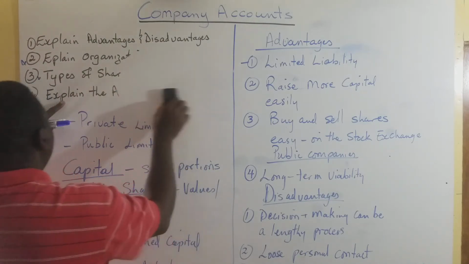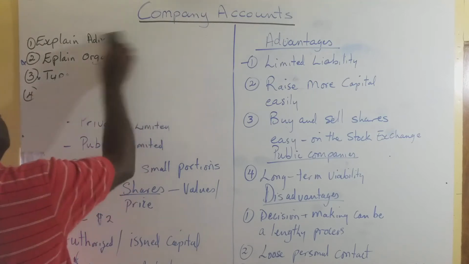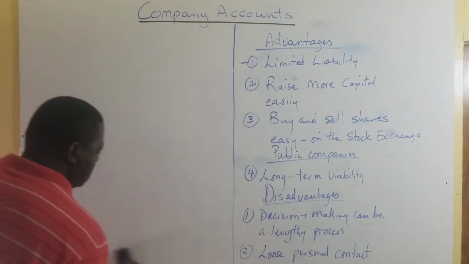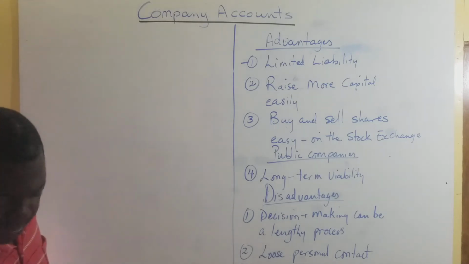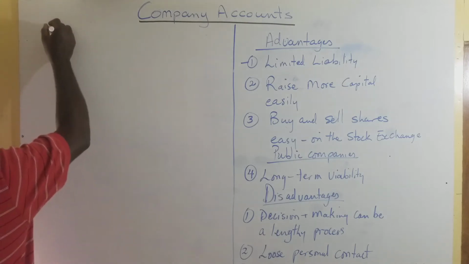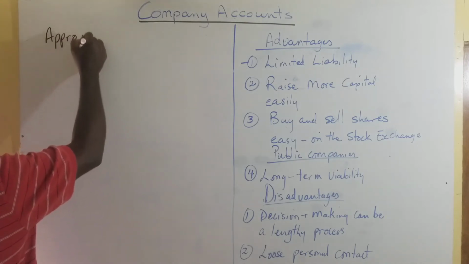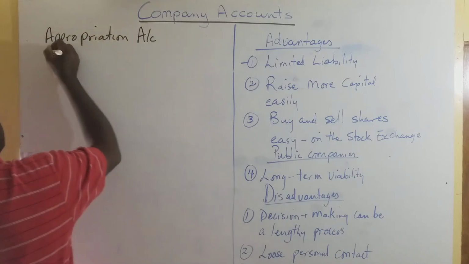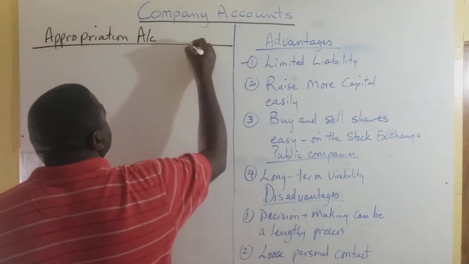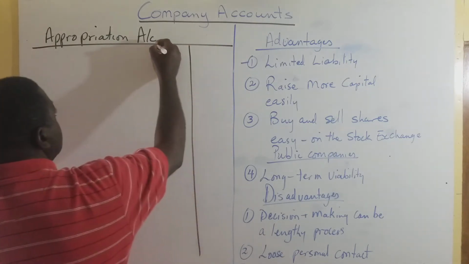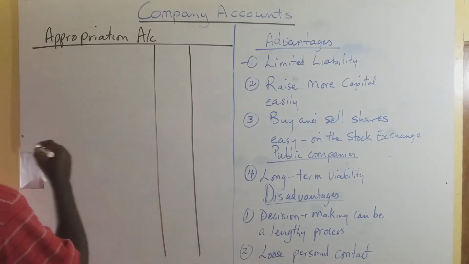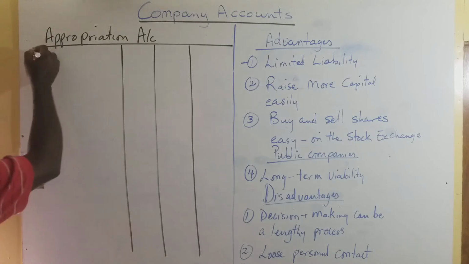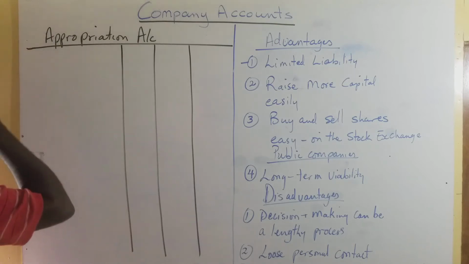I'm going to move finally to look at the appropriation. There's an account statement that must be prepared in relation to companies called the appropriation account. Now the appropriation account, and I'm going to share here now. The appropriation account starts with the current net profit.